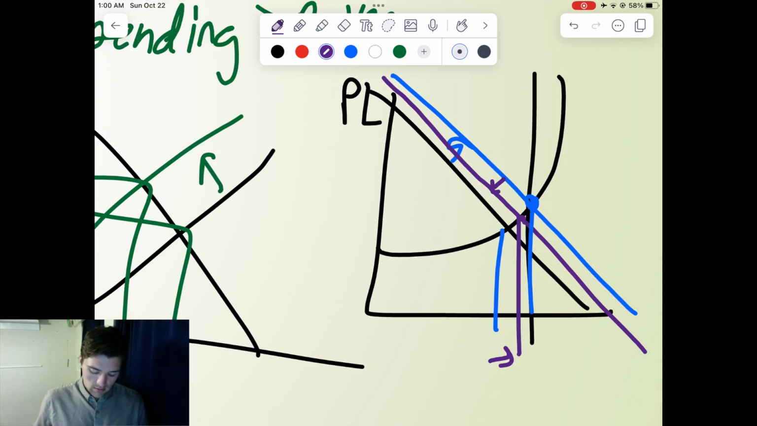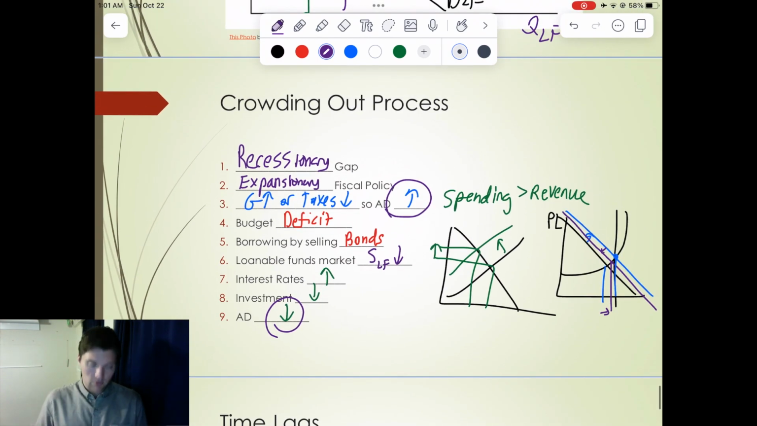Okay? So that's the crowding out process, is that you're trying to increase GDP by 1,000, 2,000, right? But because of crowding out, you can only increase it by 500 or 800. You're not increasing it by how much you want to. So that's the issue with fiscal policy, is the crowding out effect.